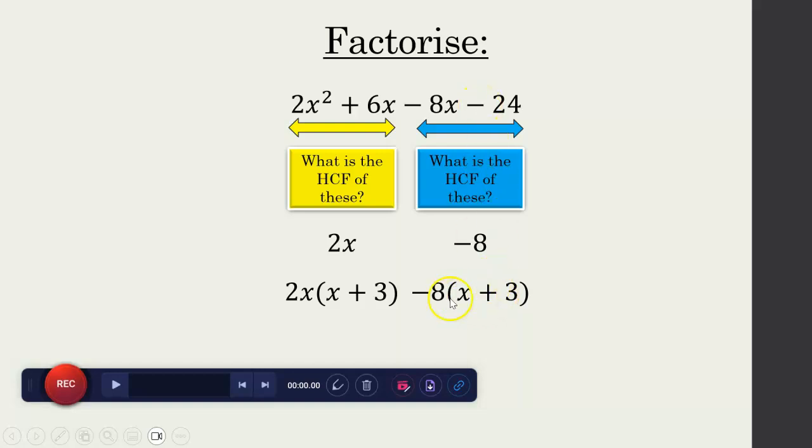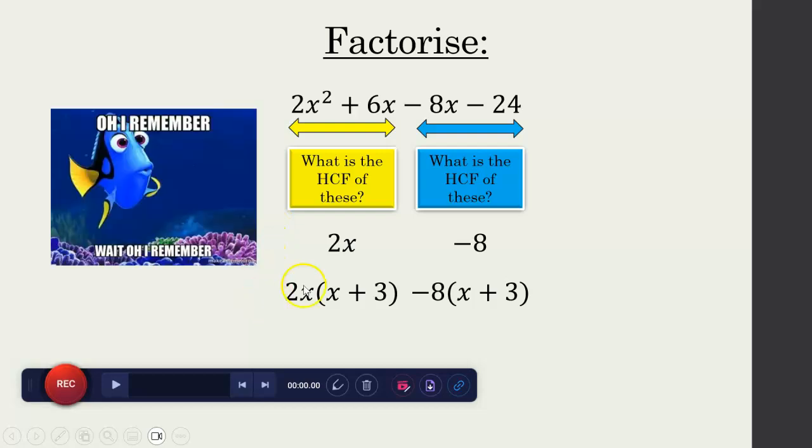If the signs are different, it's a minus. And now I get minus 8x plus 3 in this bracket and an x plus 3 in this bracket. So what I've done basically is I've factorized the highest common factor of these two, factorized the highest common factor of these two, and I've rewritten this line as this line. So this is really important to remember. How did I do this?